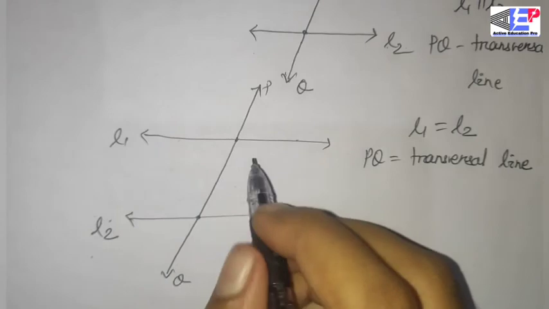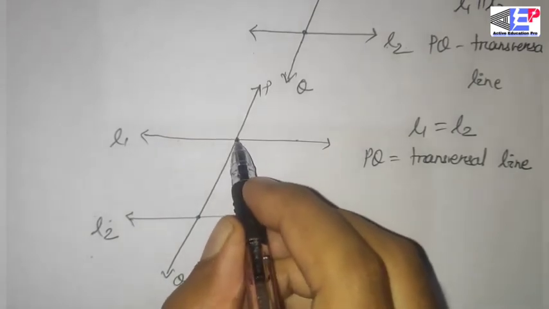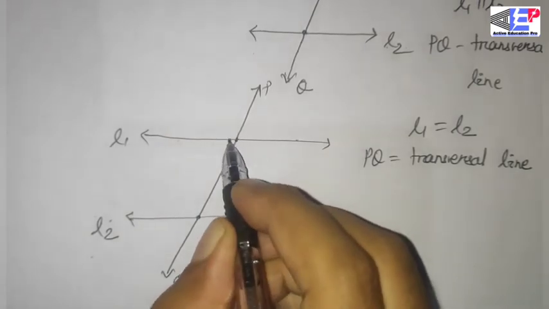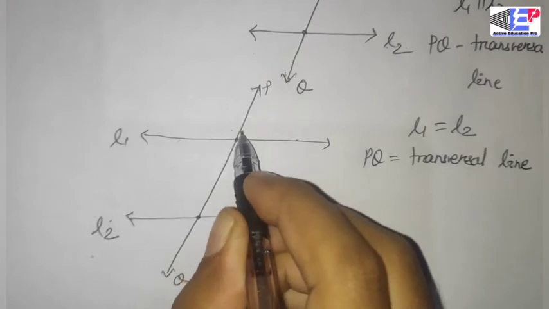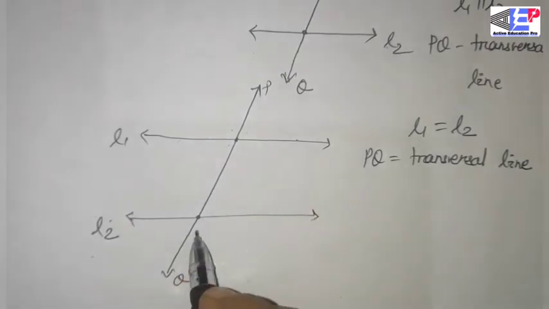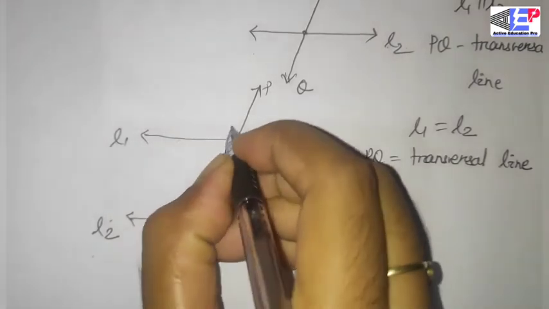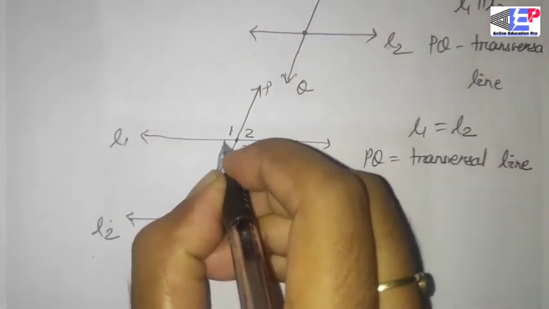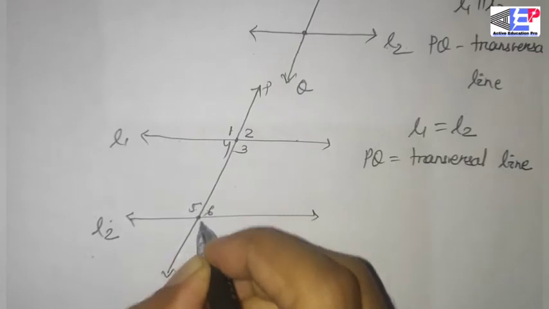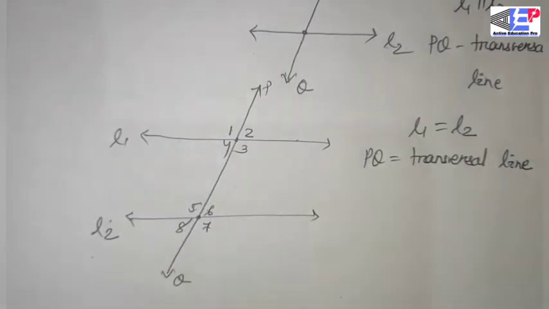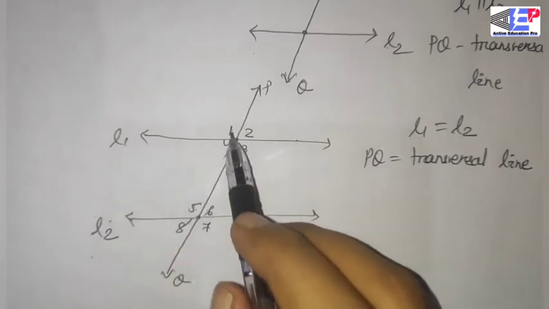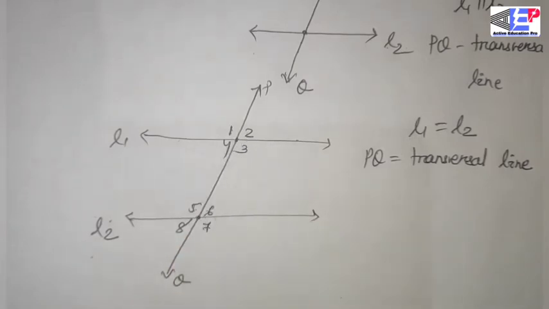Now at this intersection point, at this meeting point, it makes four angles, 1 2 3 4. Similarly the second point makes four angles. So first let's name them: this is 1, 2, 3, 4, 5, 6, 7 and 8. There are 8 angles in the parallel lines and transversal line.